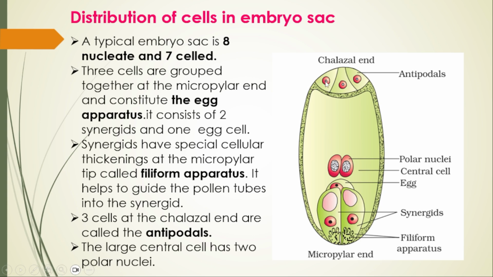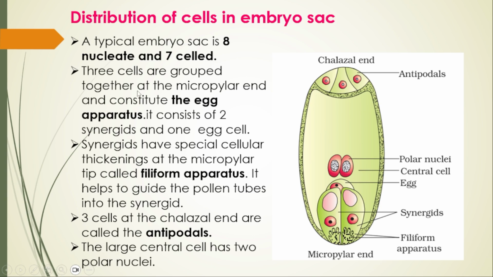See, for example, if I count 1, 2, 3, 4, 5, 6, 7, 8, 8 nuclei are there. But cells, if you count 1, 2, 3, 4, 5, 6, and then the large one is the last one, that is 7. So that's what a typical embryo sac in the angiosperm has: 8 nuclei and 7 cells.